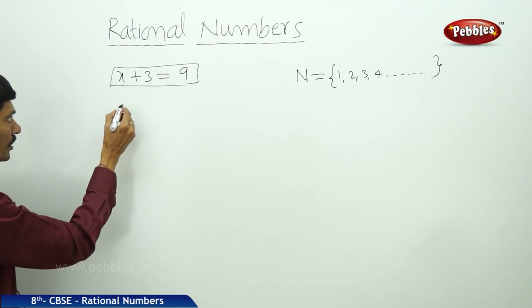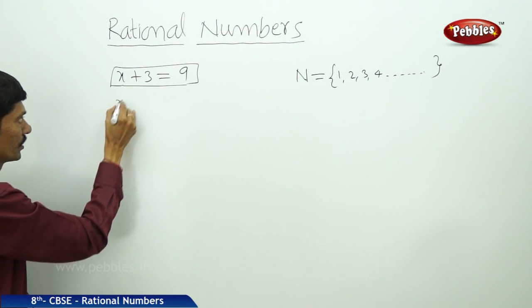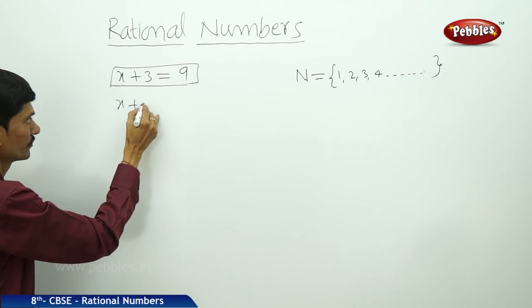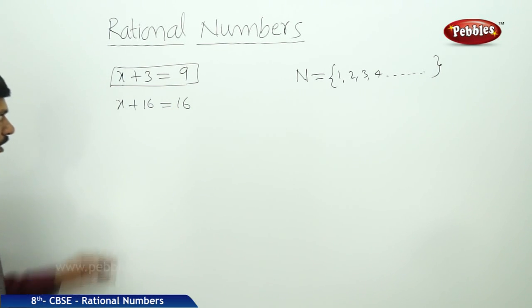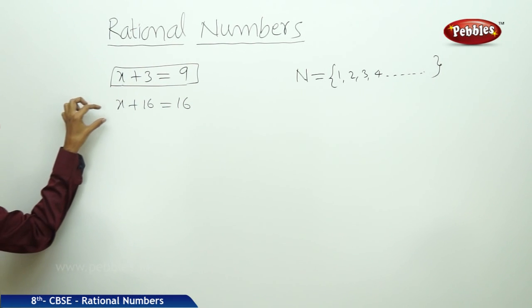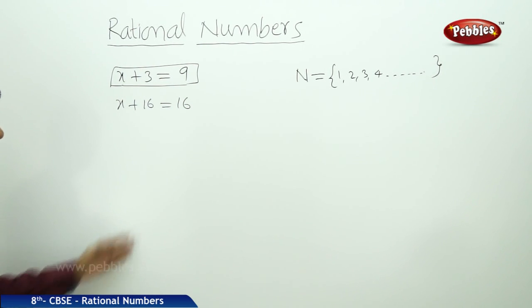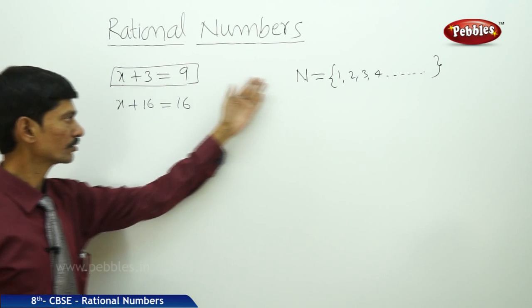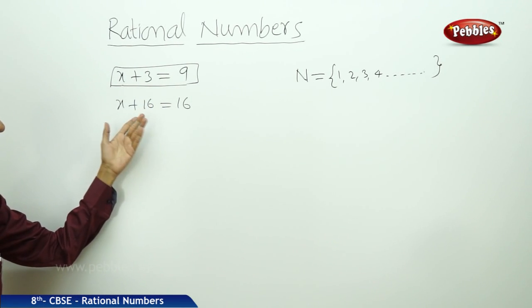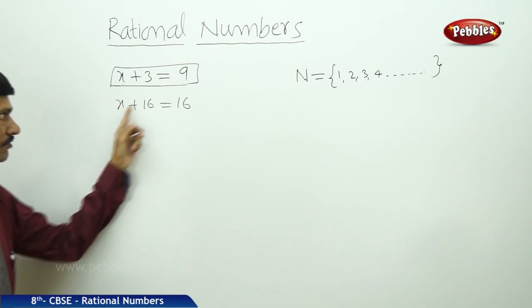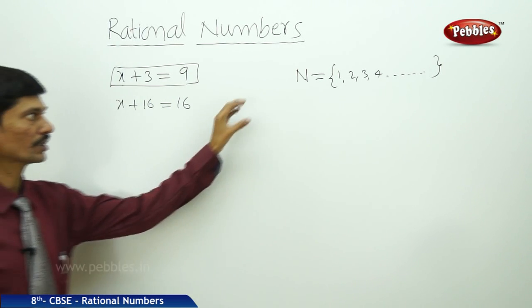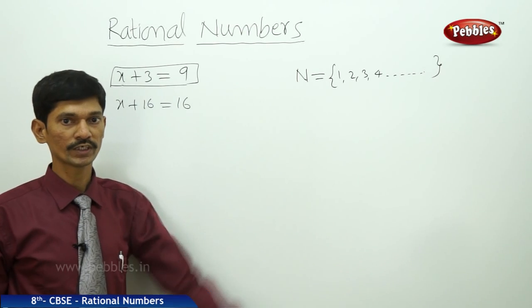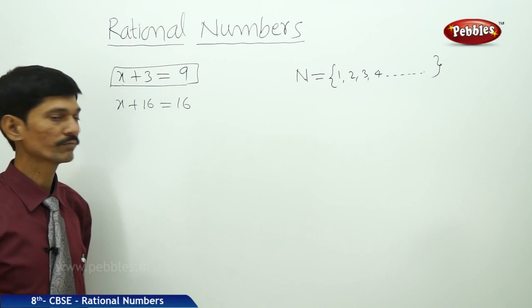Now let us take another equation, like x plus 16 equals 16. What is the value of x to satisfy this equation? Can you take any natural number to satisfy this equation? Obviously no. If you substitute x as 1, then 1 plus 16 is 17. So these natural numbers are not sufficient. So we need to extend our numbers.